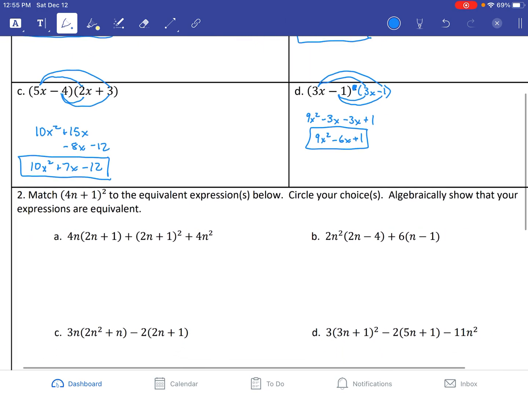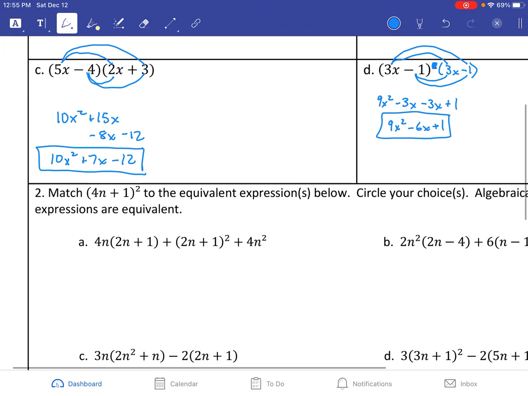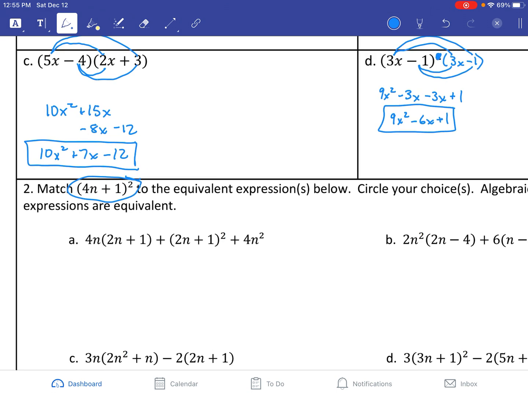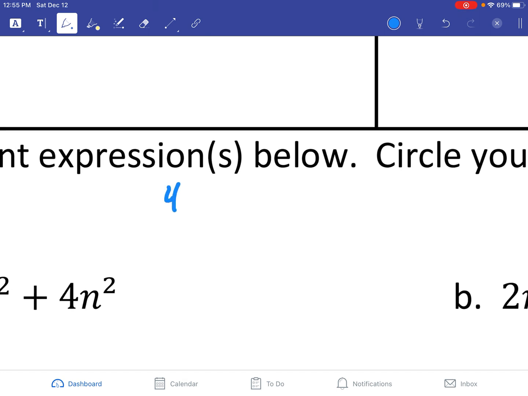That's it. All right, next we're trying to find equivalent expressions to this, 4n plus 1 squared. So let's do this. We're going to go right here and write out what that's supposed to be. Since it's squared, we're going to do just like we just did, 4n plus 1. Sorry, I keep saying minus, I don't know why.